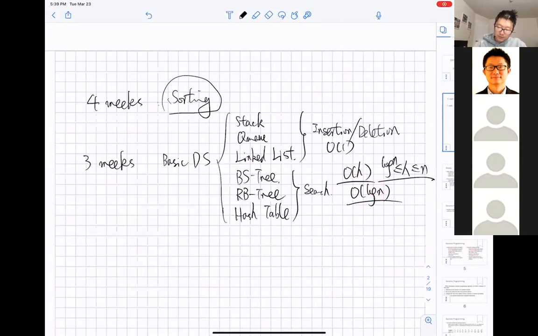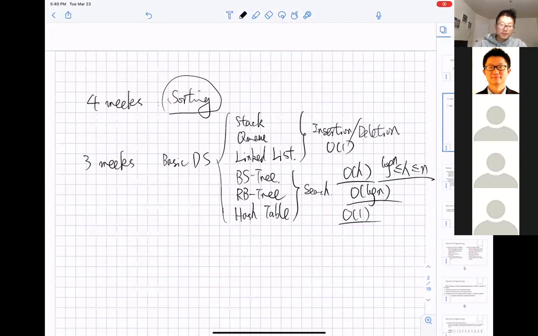And then we finally learned hash table, which is totally based on the hash function, and its search complexity is just O(1). Given any value, we just need to compute its hash value, and then we know the location of that data if it is in the data stream. So this is the second part of our course.